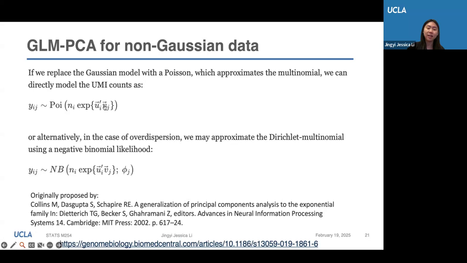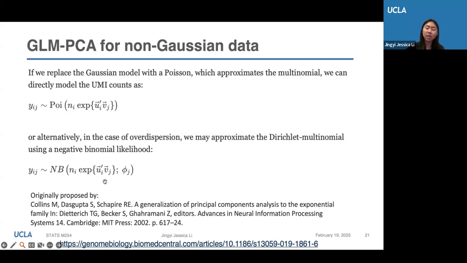But here the thing is that they cannot directly use the inner product since they don't want to put any range constraints on UI, the PC scores of cell I, or VJ, the loadings of gene J. So they want the values here to be real value. Therefore, their inner product could be negative, could be positive, could be any real value. But that doesn't satisfy Poisson's requirement that the mean must be positive or non-negative. So they apply the exponential transformation to convert a real value to a non-negative value.